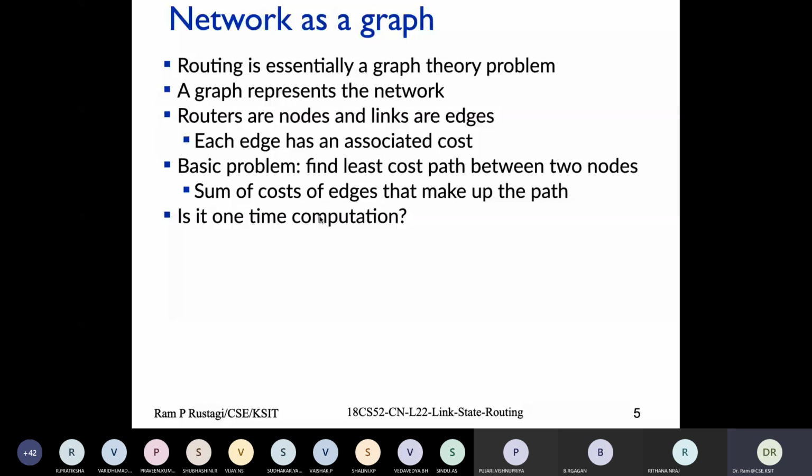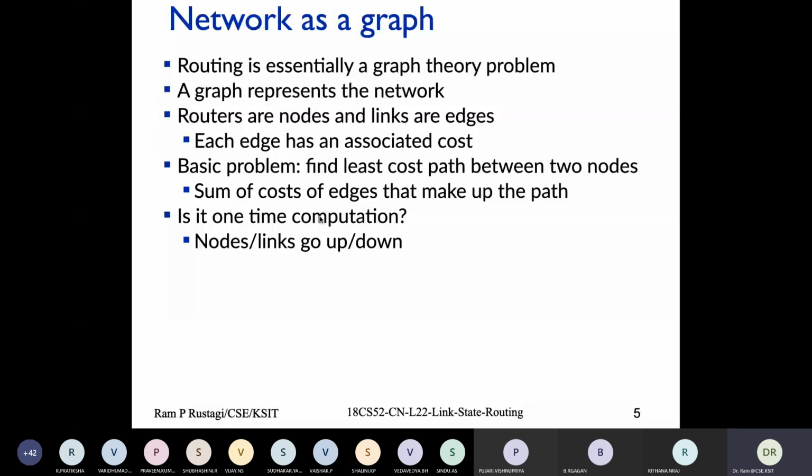Now the cost between 2 nodes A and B would be equal to the sum of the cost of all edges from A to B. A to B may not have a direct edge, but if there are edges from A to C, C to D, D to E, and E to B, then we add the cost of all these 5 edges, and that will give us the total cost from A to B. Now once I have the network represented as a graph and computed the costs, is it good enough for me? Do I need to recompute it again?